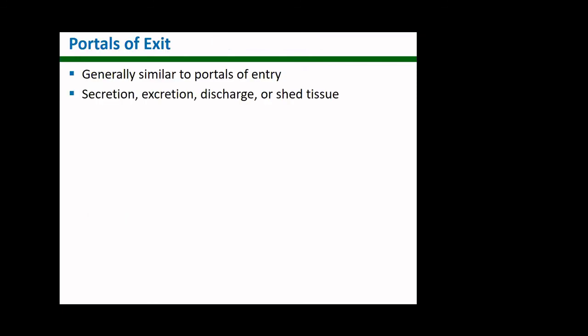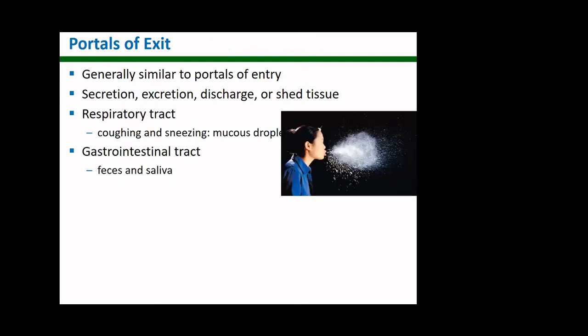All right, so the last part is exit. So pathogens have a preferred portal of entry. A lot of times they're going to use that same portal to exit. Okay, so respiratory pathogens, right? They enter by being breathed in. They exit by being breathed out, sneezed out, coughed out, in droplets, right?